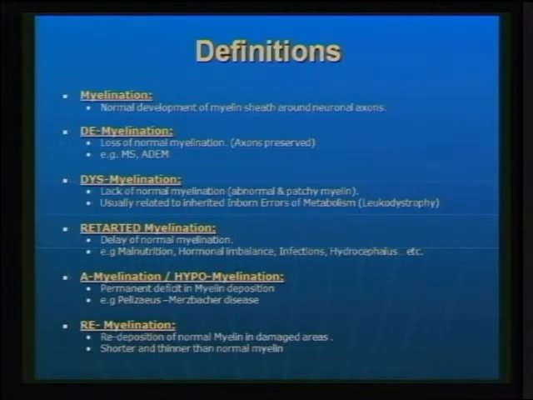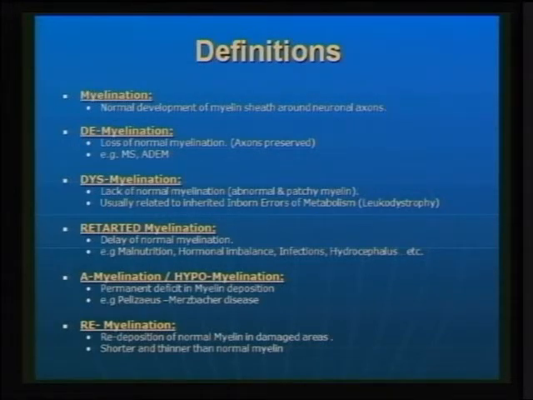The difference is that in demyelination, normal myelin has been formed and then decayed because of a pathological process, while in dysmyelination, it has not been formed well from the beginning. It is lack of normal myelination. Now, retarded myelination is delayed formation, delayed deposition of normal myelin, and that can occur due to several pathological processes, among which are malnutrition, hormonal imbalance, infections, etc. So whatever myelin has been formed is normal, but it is delayed relative to the normal chronological age of the neonate.